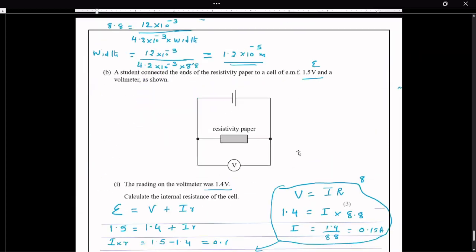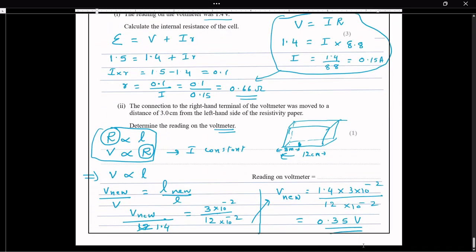This question, last question. So we are getting the new voltage, the voltmeter reading, as 0.35. So I'm writing that as a conclusion: voltmeter reading 0.35.